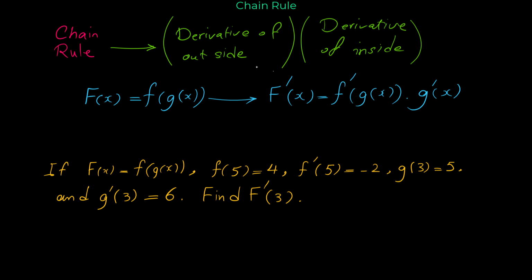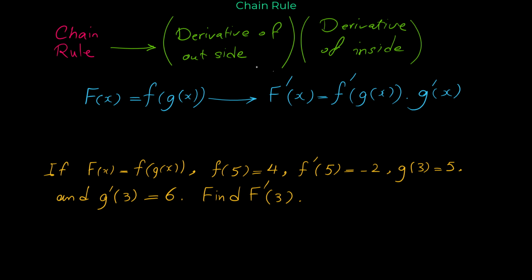First, let me remind you the chain rule. For finding derivative of composite functions, we have to find derivative of the outside function and we have to multiply by derivative of the inside function. For example, suppose f of x is f of g of x. Here g of x is the inside function and f is the outside function.